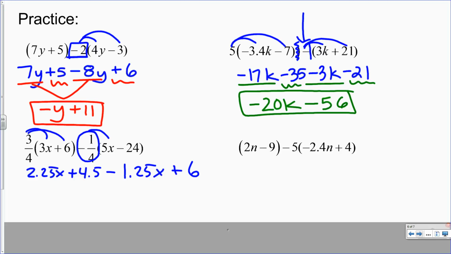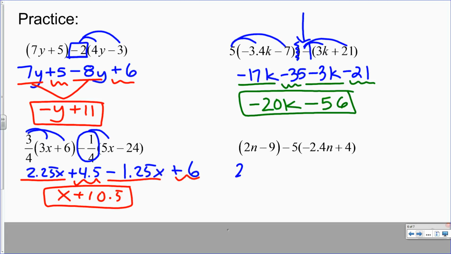So we have distributed. Now I need to combine my like terms. I have 2.25x minus 1.25x. So since it's just a positive minus 1.25, you could check it in your calculator if you want, but those just come out to be 1x. Then I have 4 1/2 plus 6, which is 10 1/2, or 10.5. Either one is correct.